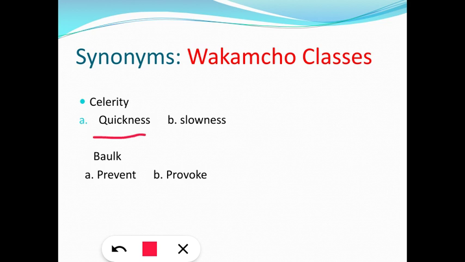Option A, quickness, right? Now, balk, B-A-U-L-K. So what will be the synonym for the word balk? Option A, prevent. Option B, provoke. So prevent would be the correct option here, not option B, provoke.